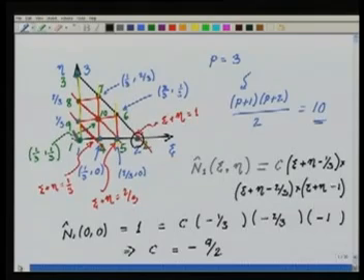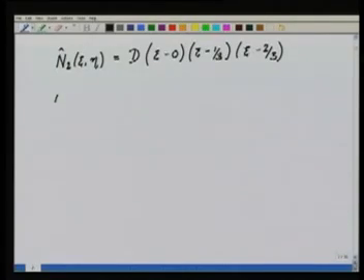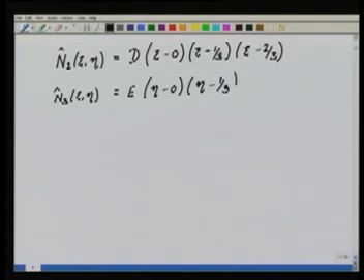If I have to talk of n3, n3, if you see, vanishes on this line, vanishes on this line, and vanishes on this line. The equations of these lines are eta equal to 0, eta equal to 1/3, eta equal to 2/3. Okay, and it should have a value 1 at the node 3. So n3 will be some constant e into eta minus 0, eta minus 1/3, and eta minus 2/3.